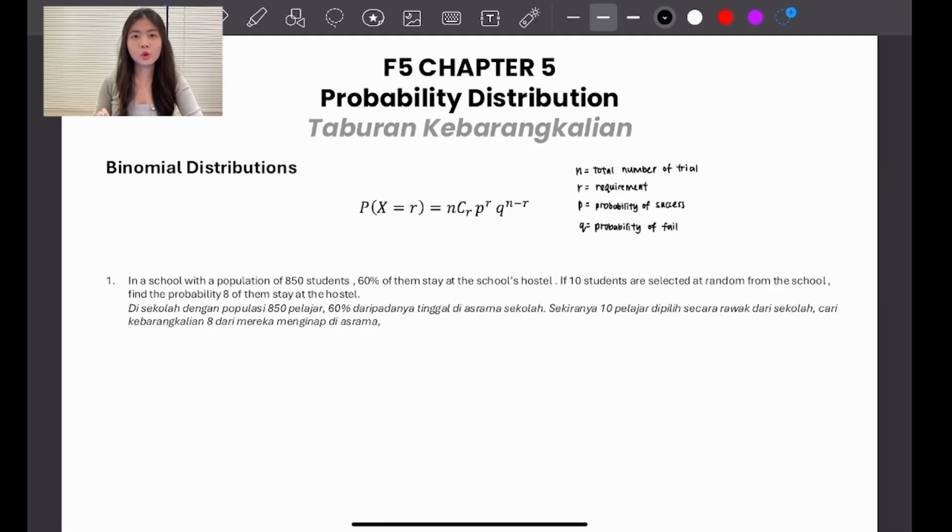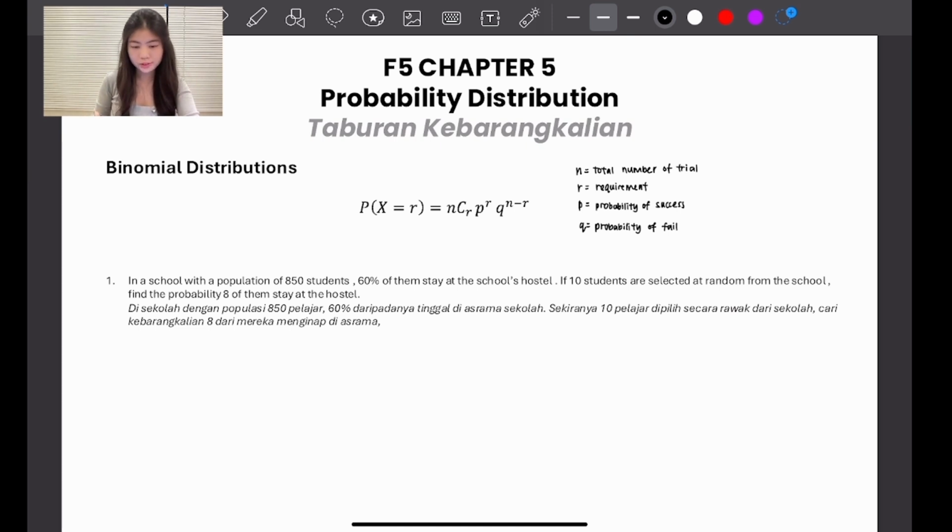So today we are going to learn Form 5 Chapter 5 Probability Distribution. For today's lesson, we mainly focus on the binomial distribution parts. This section contains two very important topics that you need to learn. Let's start with the first one, okay?